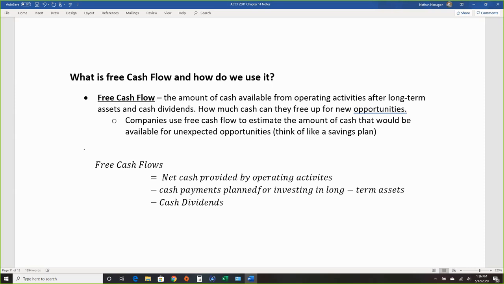And the formula is we take net cash provided by operating activities minus cash planned for investing in long-term assets, and then you subtract out cash dividends. So basically you're taking your operating and subtracting out anything that we plan to buy a little bit later on, and then any dividends that we've declared. That's basically it for that. That's really it for chapter 14.